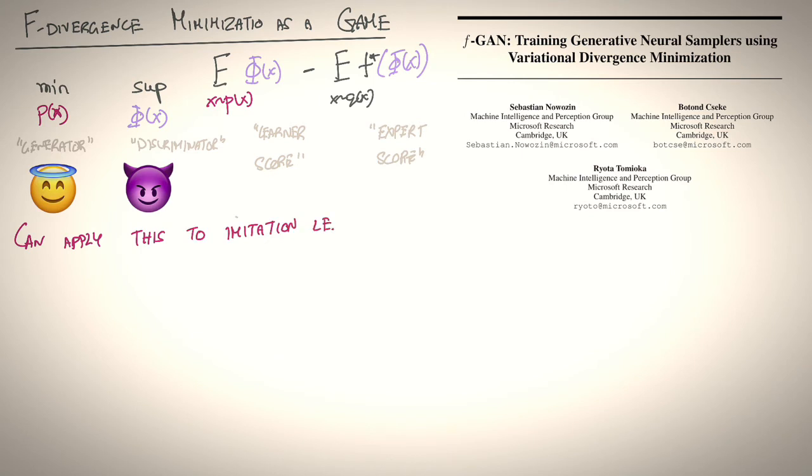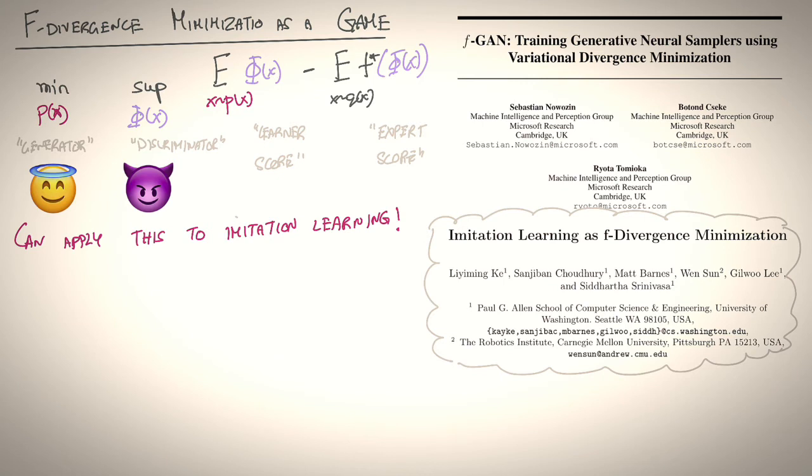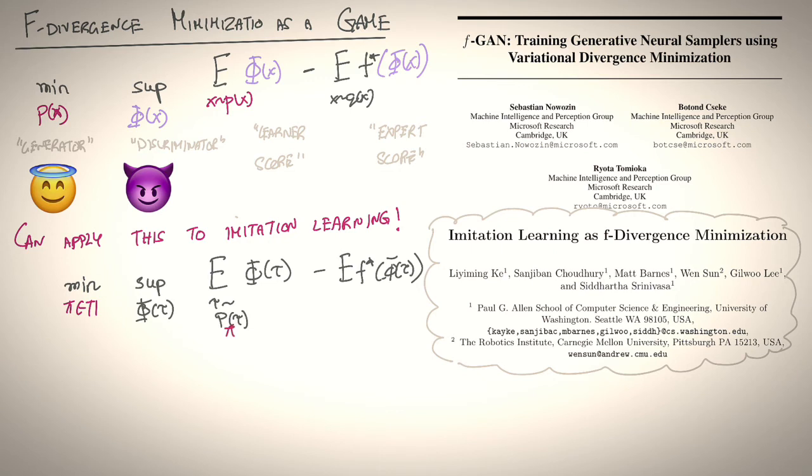Okay, so can we apply this framework to imitation learning? The answer is yes. In a paper by myself, along with collaborators, we showed that imitation learning can indeed be expressed as f-divergence minimization. So how does this work? Player 1 here is a policy pi. Think of that as a generator. And player 2 is a function phi that maps a trajectory tau to a number. Think of this as a cost of a trajectory. The payoff function is the same: cost of the learner trajectory minus a modified cost of the expert trajectory.